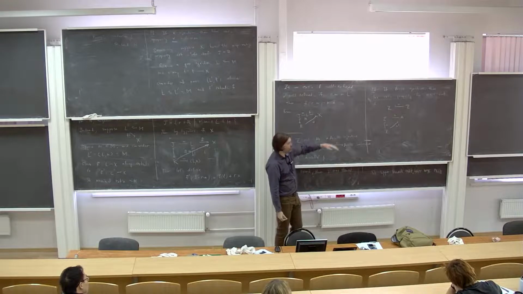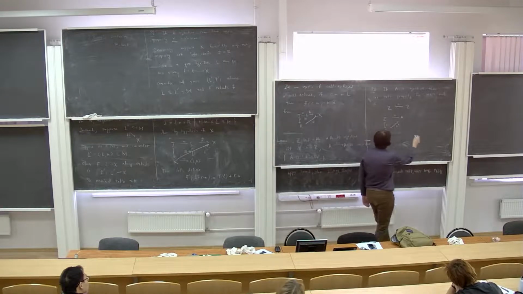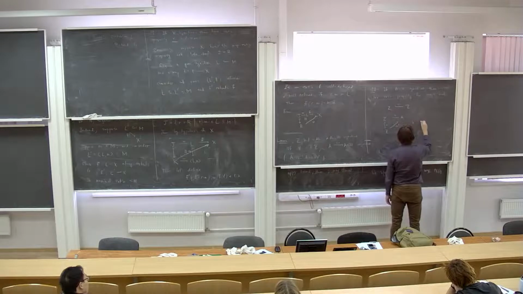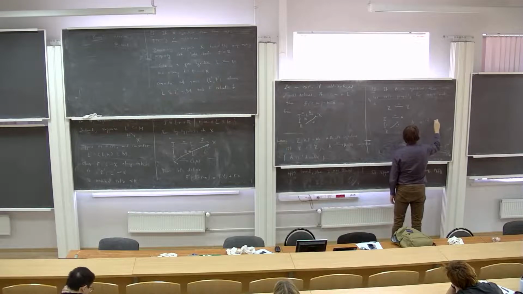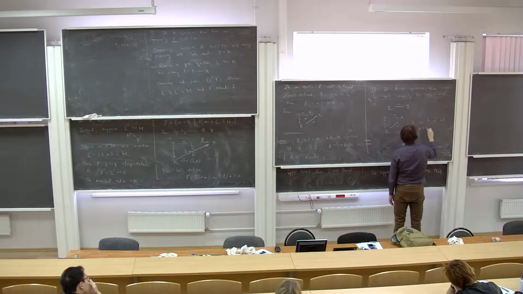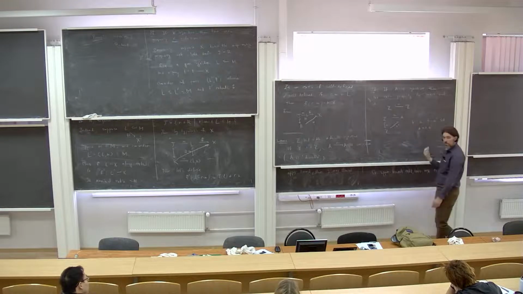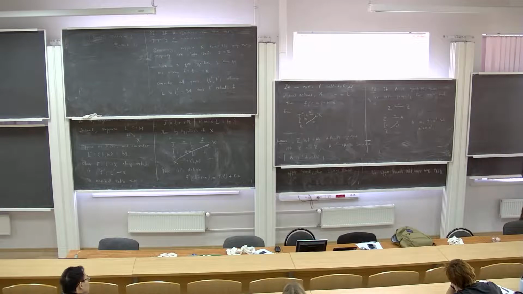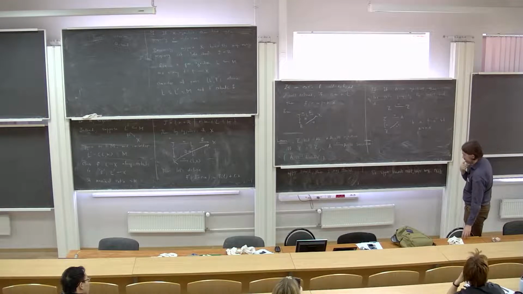By hypothesis, A is injective. So for all A, there exists an A prime such that A equals n times A prime. And so multiplication by n is surjective on A if A is an injective module.